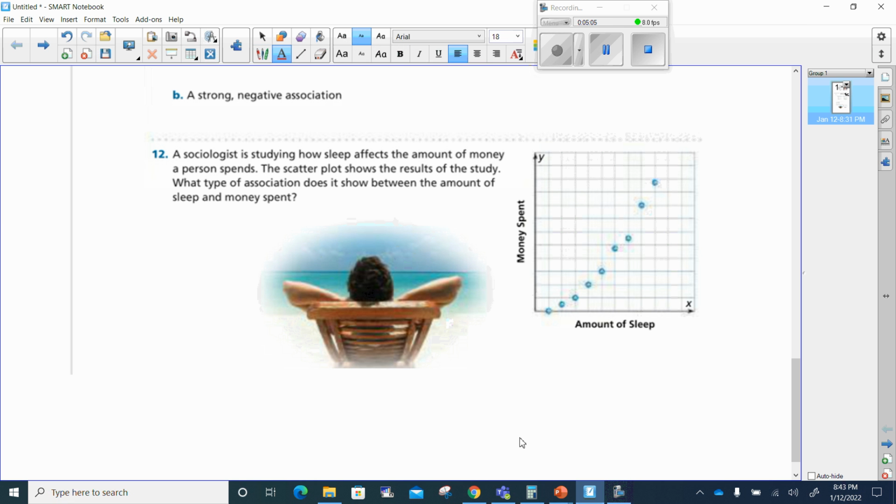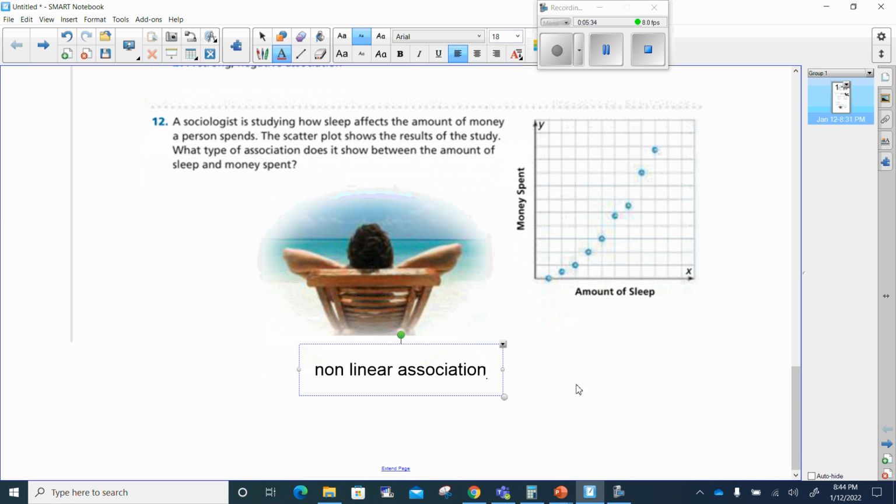So if we're going to write this, I would say it's a non-linear association. And the reason I say this is it asks what type of association. It's not saying how my x is related to my y. So if that's the case, I'm simply going to say it doesn't make a line, does it? It's kind of a curve there. So non-linear. That's all of mine.